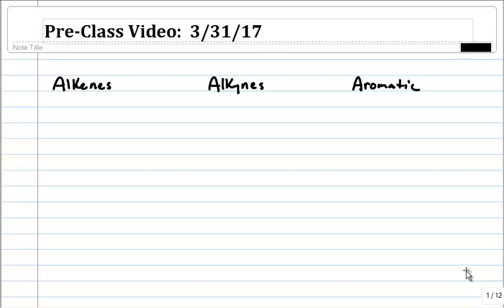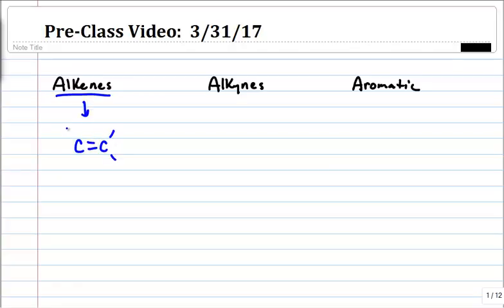In this class, we're going to talk about three very important types of organic molecules: alkenes, alkynes, and aromatic compounds. When you see the term alkene, then you know that you have at least one carbon-carbon double bond. And be on the lookout for the fragment ENE in the name. If you have an alkyne, then you have a carbon-carbon triple bond, and be on the lookout for YNE.